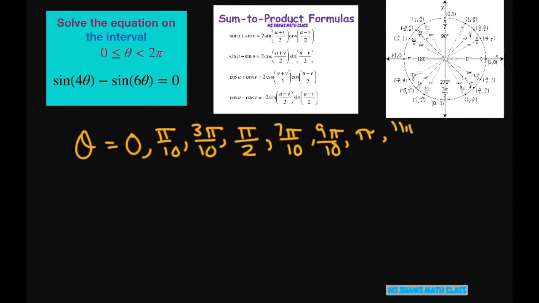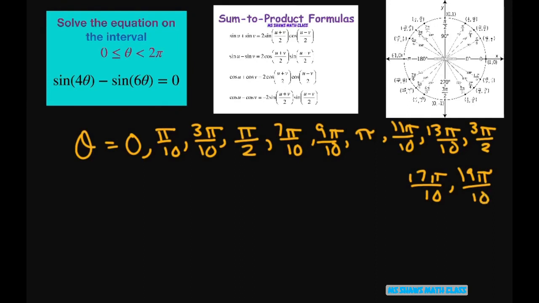11 pi divided by 10, 13 pi divided by 10. We had 15 pi divided by 10, which is 3 pi divided by 2. And then I'm going to scoot down here. 17 pi divided by 10 and 19 pi divided by 10. So that's it. That's all your solutions.